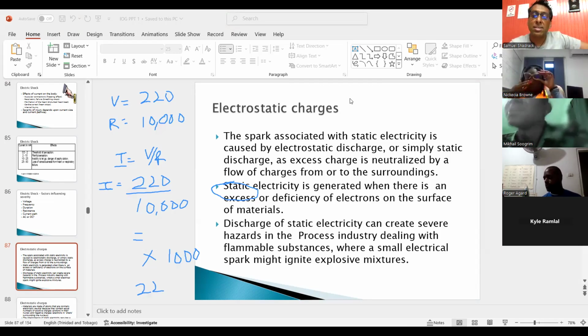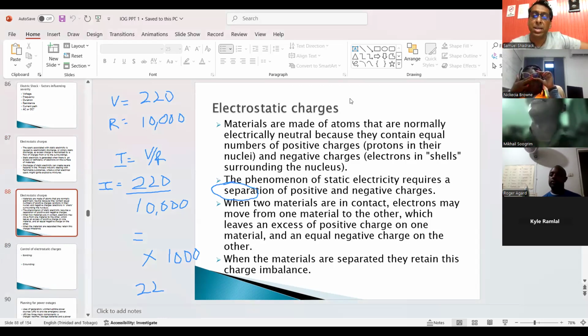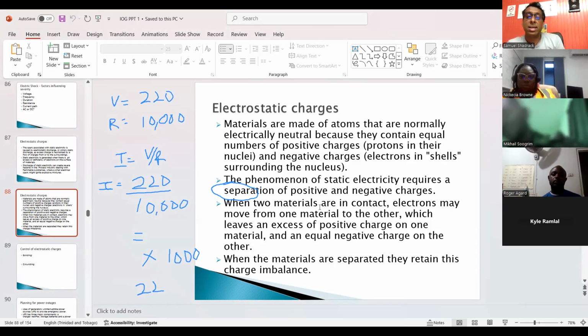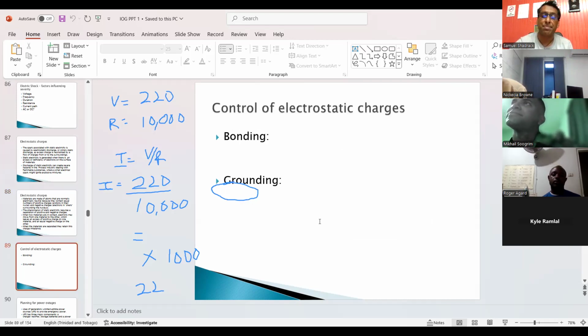All right, so materials are made of atoms that are normally electrically neutral because they contain an equal number of positive charges, protons in their nuclei, and negative charges, electrons in their shells surrounding the nucleus. So some hardcore chemistry there, right? The phenomenon of static electricity requires a separation of positive and negative charges. When 2 materials are in contact, electrons will move from one material to the other, which leaves an excess of positive charge on one material and an equal negative charge on the other. When the materials are separated, they retain this charge imbalance.